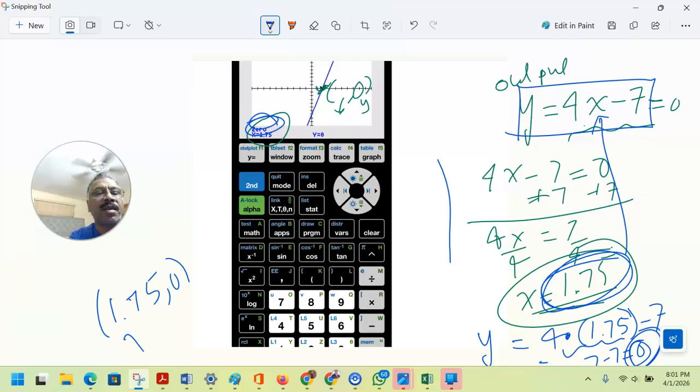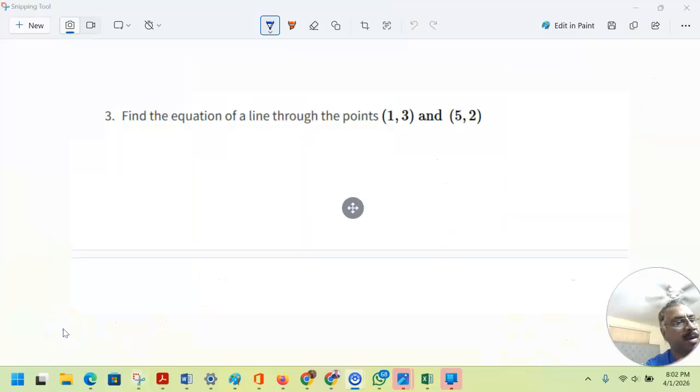So when you write like this, this is the x-intercept. Hope this helps as and when I'm walking through this problem. I hope it will help. Okay, let's do another. Question number 3.